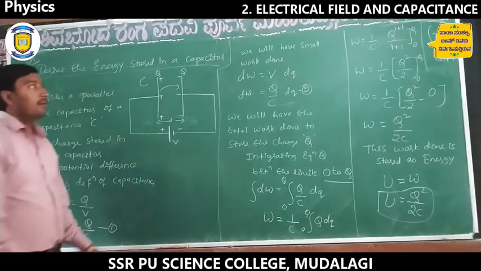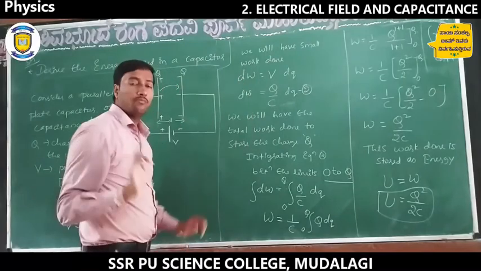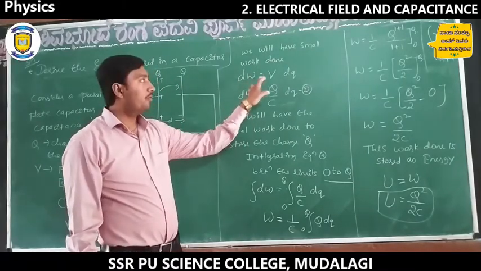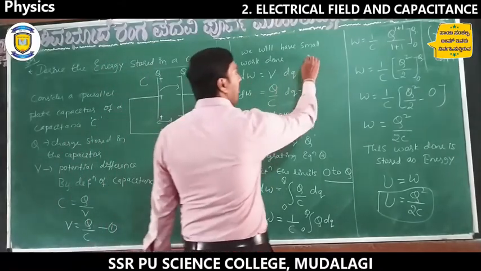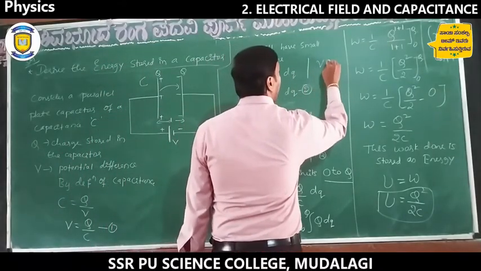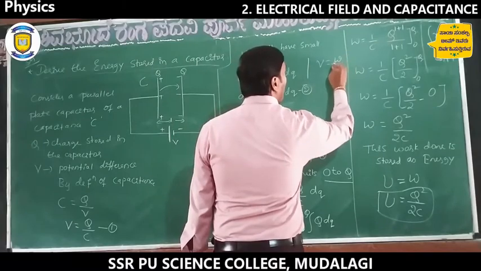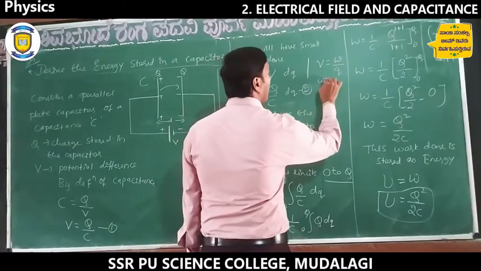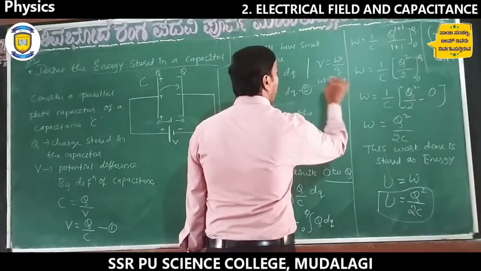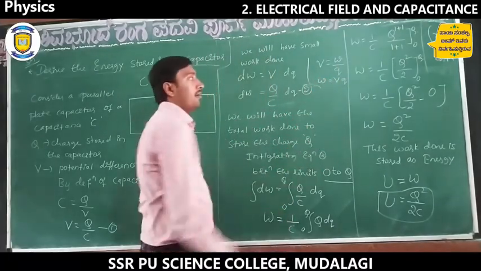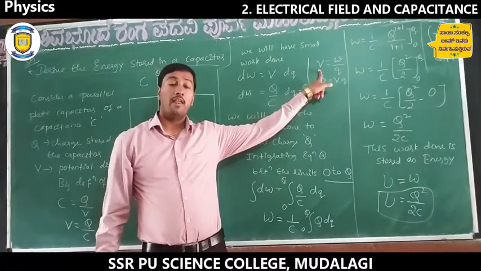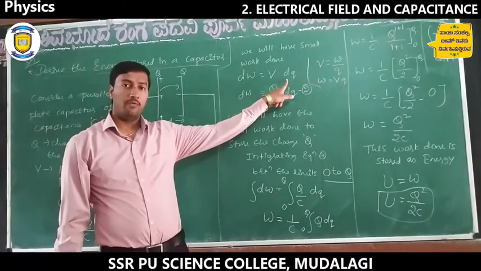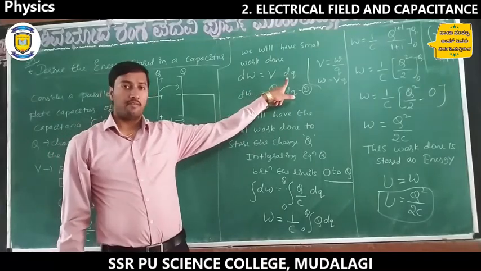Correct. We have the small work done. Now small work done is equal to dW. dW is equal to V into Q. Hang on. You know already that the potential equals W by Q. So the work done equals V into Q. You already know this equation, the electric potential definition. Okay. So dW equals V into dQ. So dQ is a small charge.